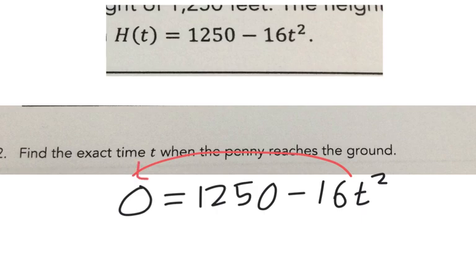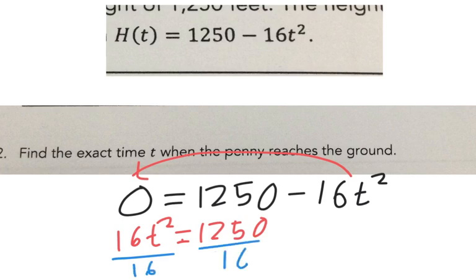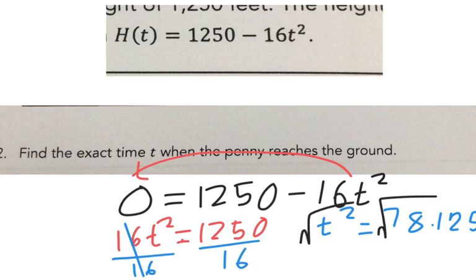So for me, I would move the negative 16t squared over to the other side to make it positive. T is being multiplied by 16, so I'm going to divide by 16. That's going to tell me that t squared is equal to 78.125. And the t is still not by itself because it's being squared, so I can take a square root.